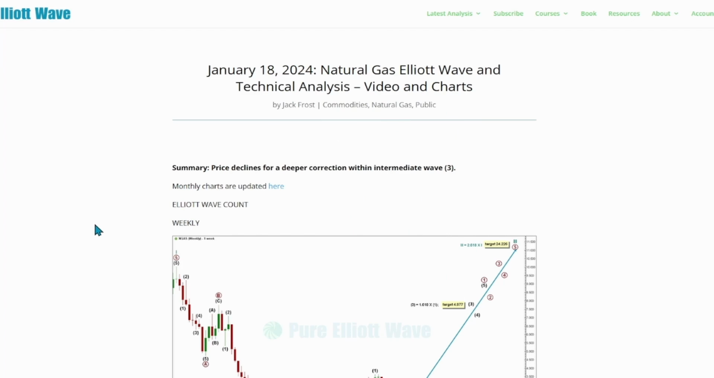Overall, for natural gas, price has declined for a deeper correction within an intermediate wave 3, overall pulling price higher. Elliott Wave first, technical analysis last.